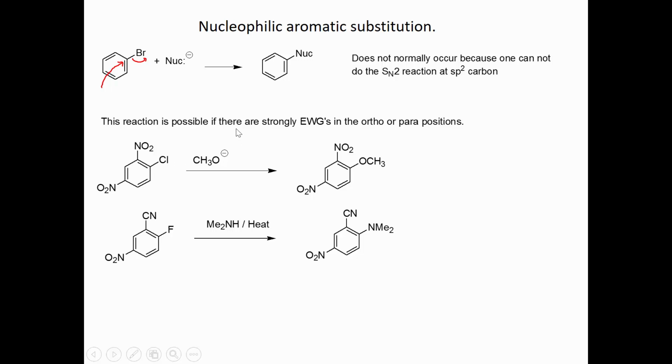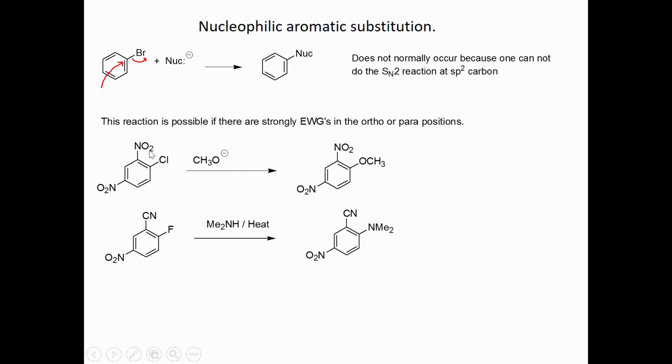Okay, the reaction becomes possible if we have strongly electron withdrawing groups in the ortho and para positions, and the stronger the electron withdrawing group, the more facile this reaction. And the more of these groups we have in the ortho and para position, the faster the reaction as well.